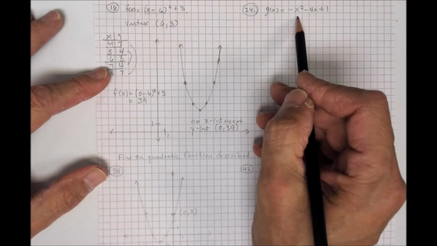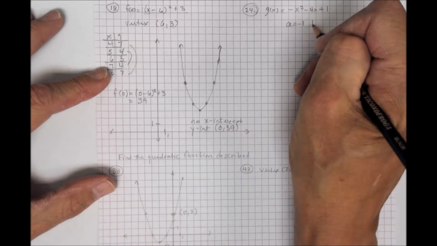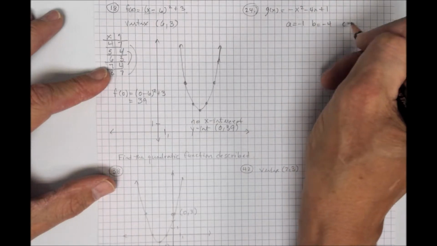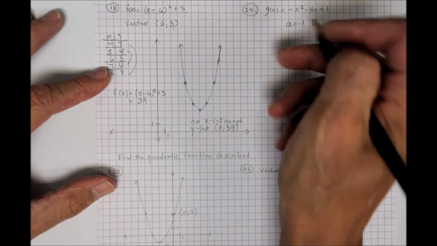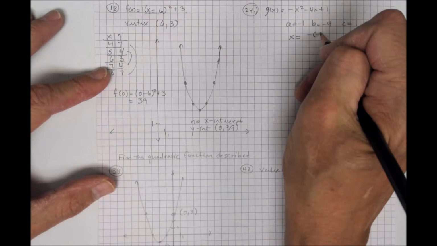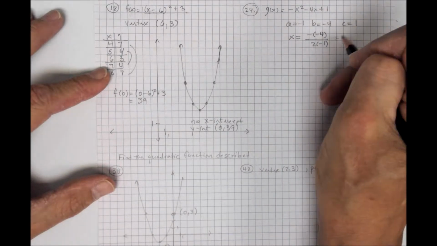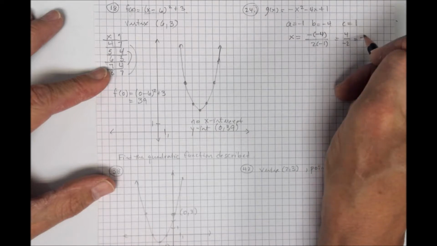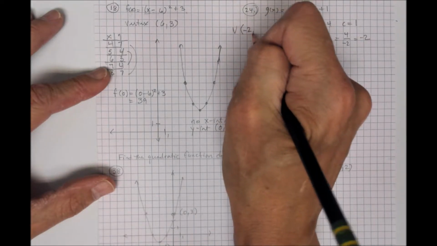This one is not in vertex form. As you can see here, A is negative 1, B is negative 4, and C is 1. This is just how quadratic functions are defined. So remember, you have to use x equals the opposite of B, so this would be the opposite of negative 4 all over 2 times A, which is negative 1. So I get 4 over negative 2, which is negative 2. My vertex is negative 2 something.